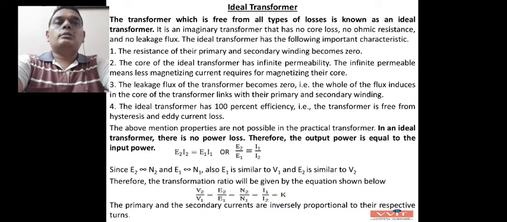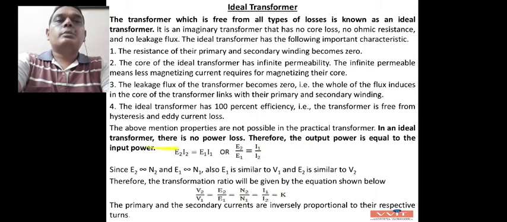And the fourth one, the ideal transformer has 100% efficiency, that is the transformer is free from hysteresis and eddy current losses. We are not having any losses, we are not having any resistance, and the total flux is going to link with the primary and the secondary winding. The above mentioned properties are not possible in a practical transformer.